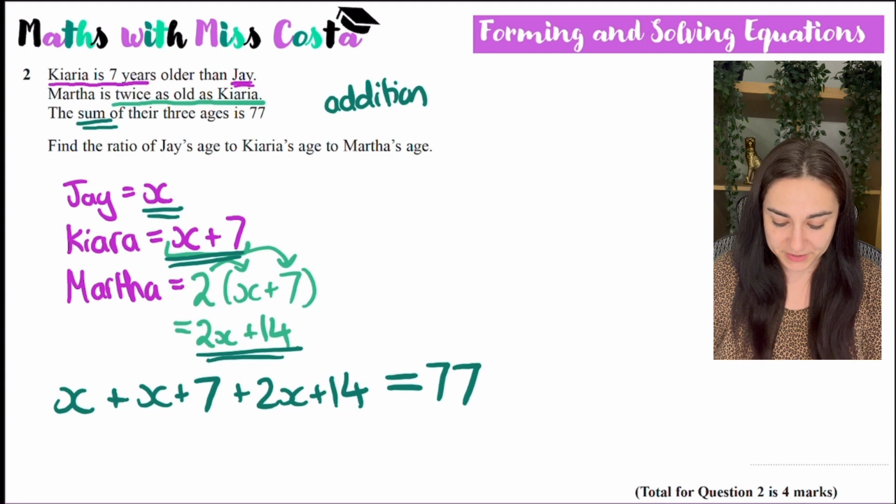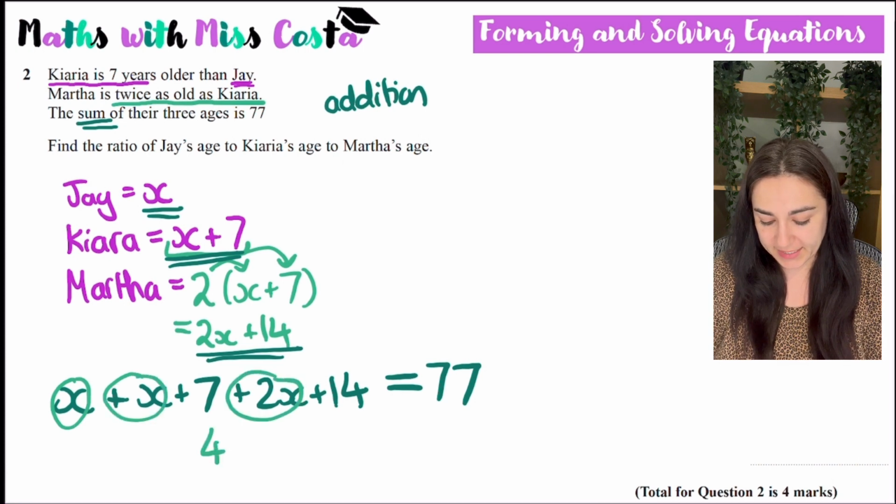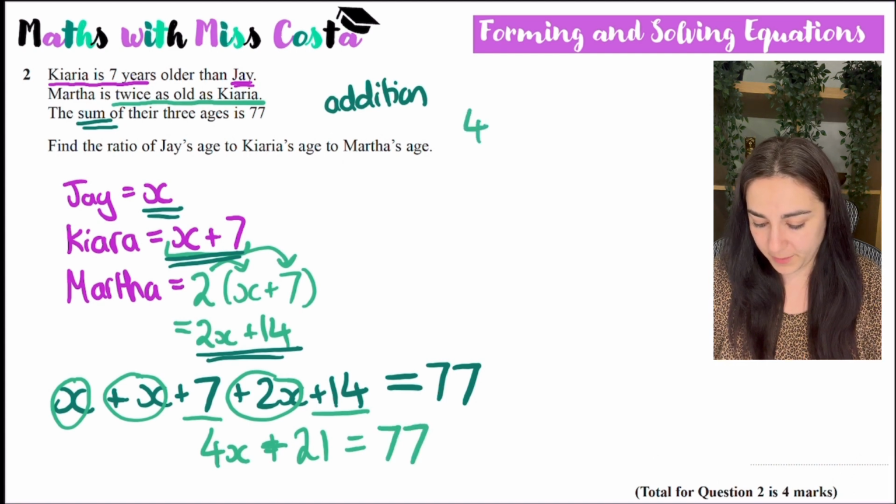So I've got an expression, and now what I want to do is just simplify it. So collect all of your like terms. I've got X plus 2X, which is going to give me 4X. Hmm, and then I've got 7 plus 14, which is 21. So 4X plus 21 must equal 77. If I write that up here, 4X plus 21 equals 77.